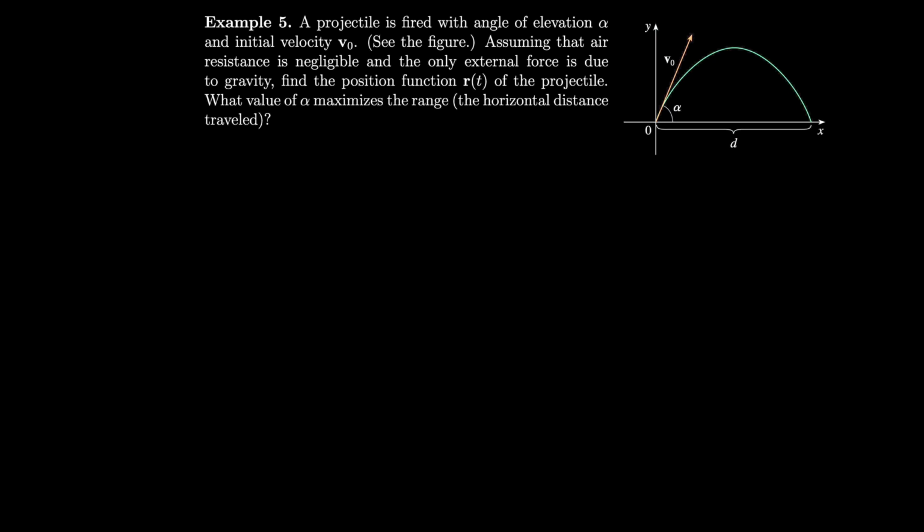Say a projectile is fired with angle of elevation alpha and initial velocity v0. Assuming that air resistance is negligible and the only external force is due to gravity, let's find the position function r of t of the projectile. What value of alpha maximizes the range, which would be the horizontal distance d traveled? So how about we start with our force? So that's equal to mass times acceleration.